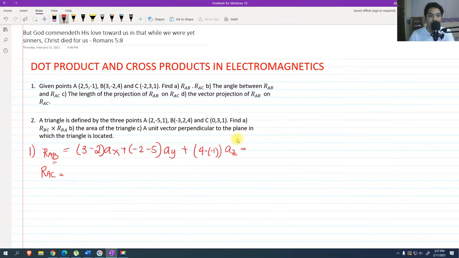So upon evaluating, we have 3 minus 2, that's AX, minus 7 A sub Y, and then we have plus 5 A sub Z. So that's the vector R_AB.